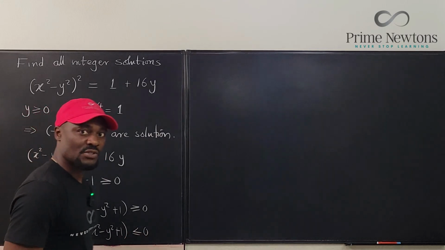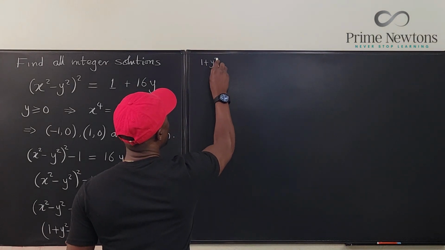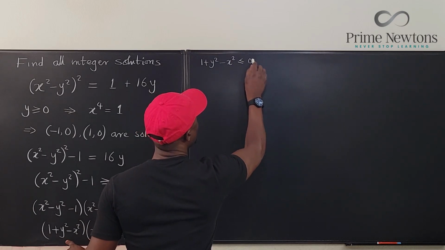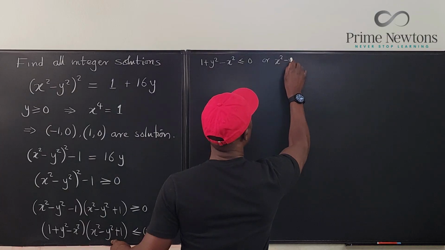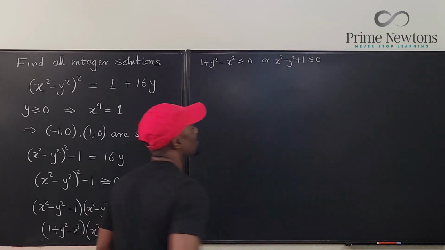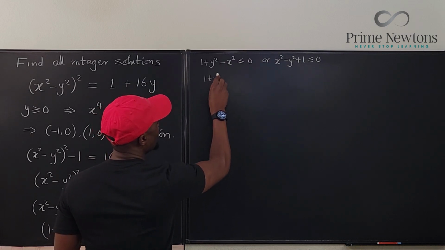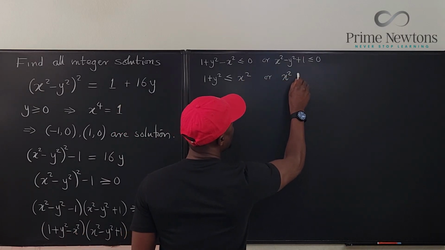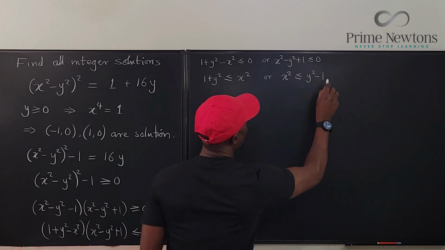And now we can solve this inequality and say that 1 plus y squared minus x squared is less than or equal to 0, or you have x squared minus y squared plus 1 is less than or equal to 0. So from here, if you move this x squared here, you're going to get 1 plus y squared is less than or equal to x squared, or x squared is less than or equal to y squared minus 1.